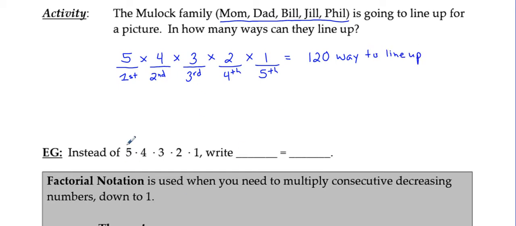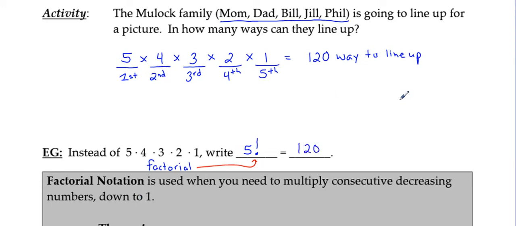Anytime you have a number and you continuously multiply by consecutive numbers decreasing all the way down to 1, so you can't skip a number and you must go all the way down to 1, we call that a factorial. And rather than typing 5 times 4 times 3 times 2 times 1 into your calculator, you can just say 5 factorial. The symbol for factorial is an exclamation mark. So that exclamation mark means factorial. So that means start at 5, multiply with every single number all the way down until you get to 1. And 5 factorial is equal to 120.